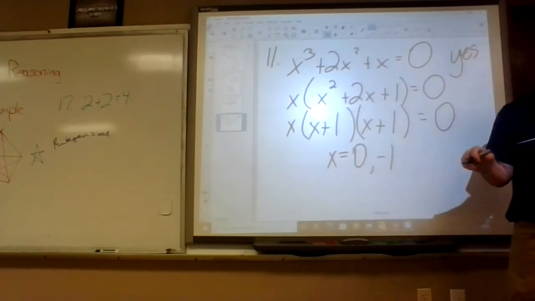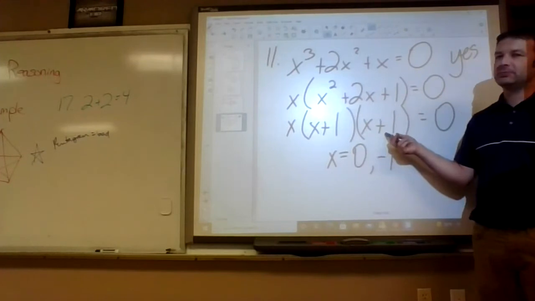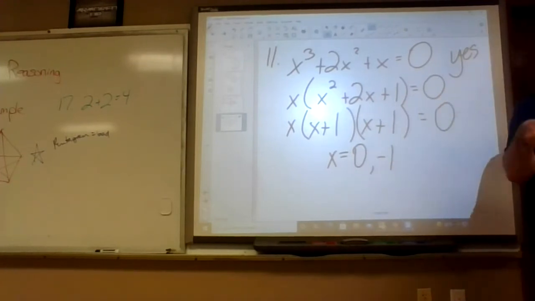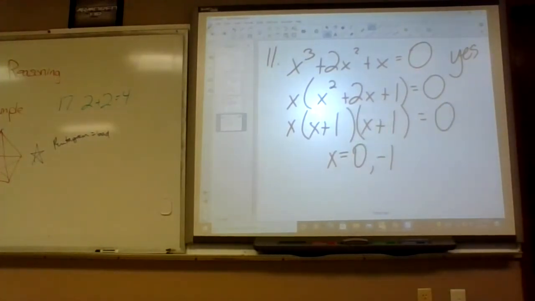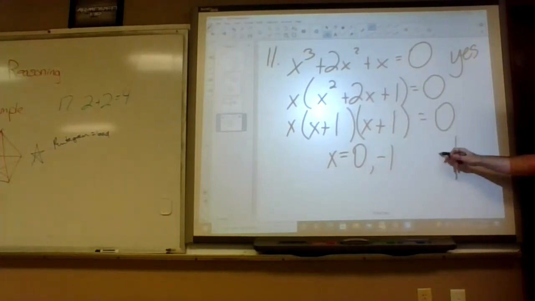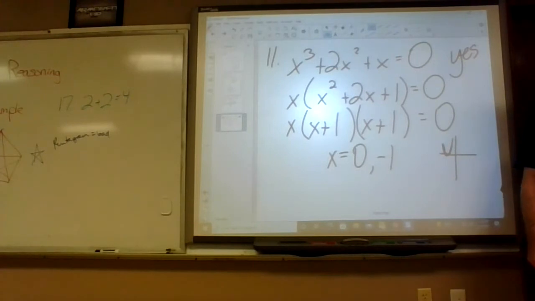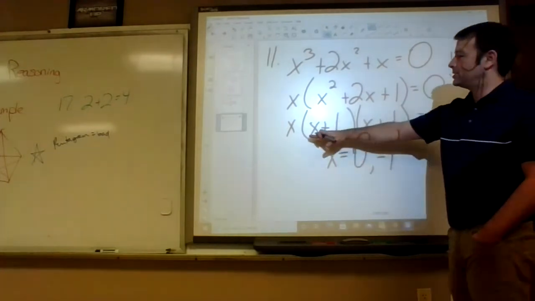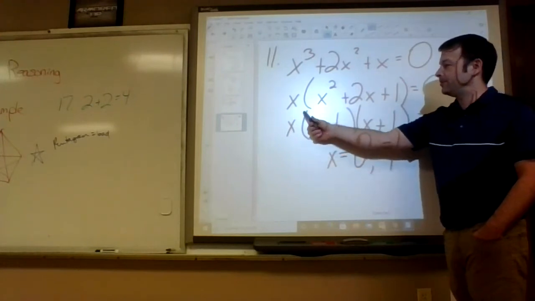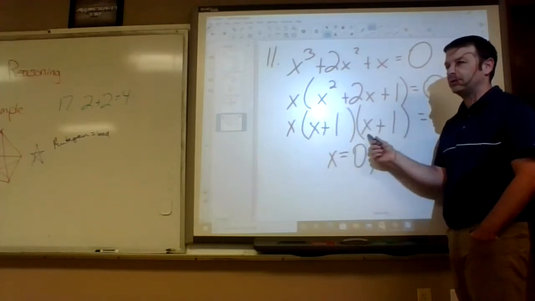0 and -1. -1 would be called a double root. It's really only one answer, but that's going to mean something later. On the graph it would look like this: it bounces at -1. Why is that -1? Because it's plus 1, and the opposite of plus 1 is negative. The x value that would make these factors 0 is -1.